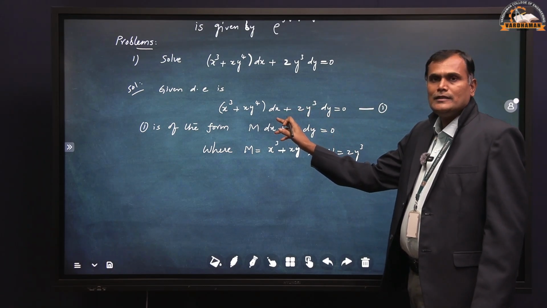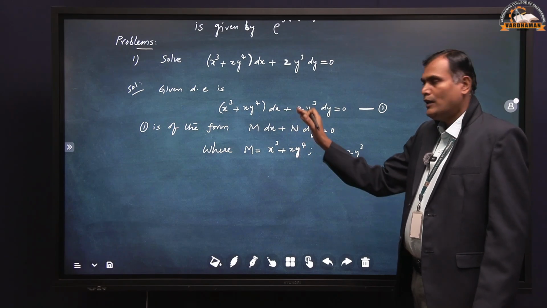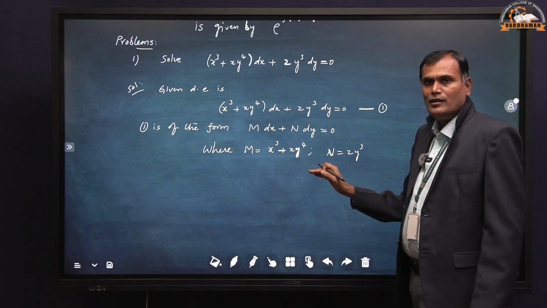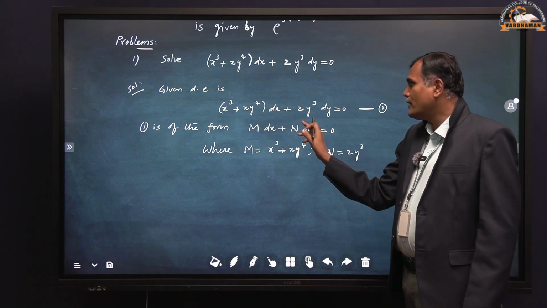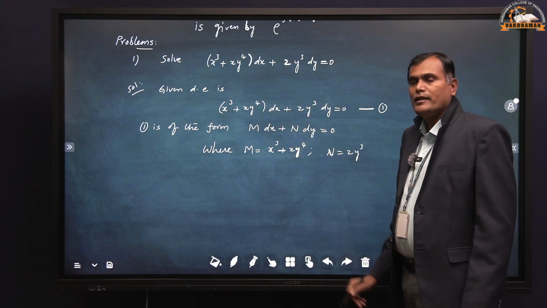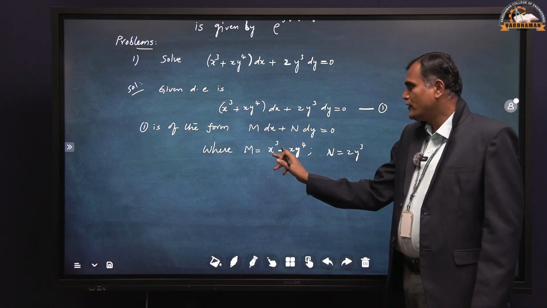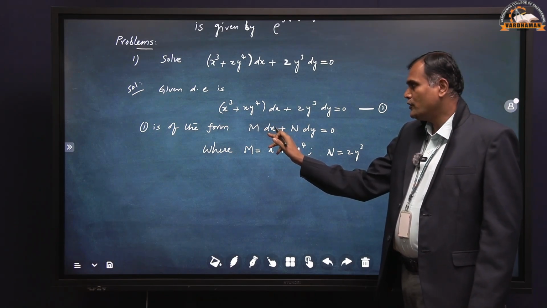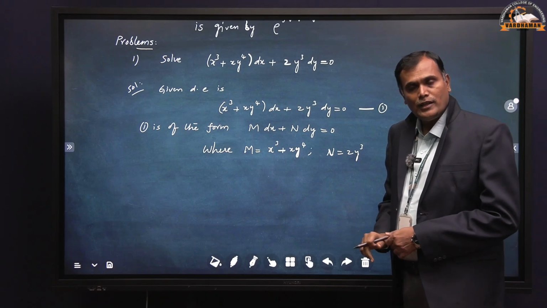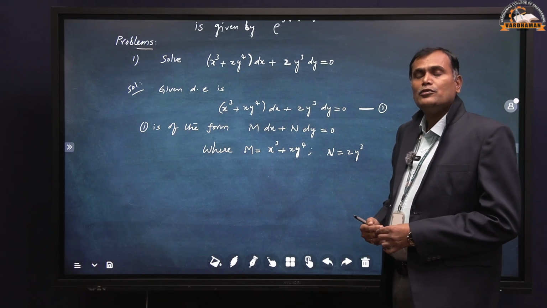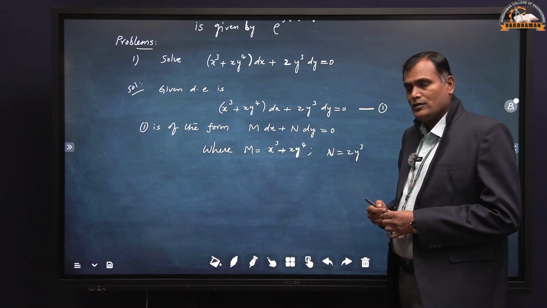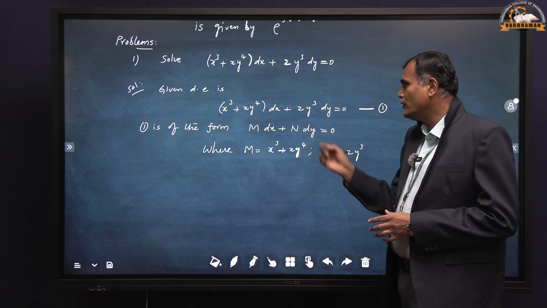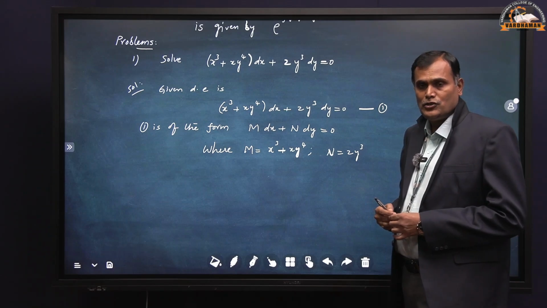Now we check whether this differential equation is exact or not. If it is exact, we use the method to find the solution of an exact differential equation. Now we will check the condition for exactness. If it is not an exact differential equation, we will try to find one of the integrating factors using one of the methods. Then using that integrating factor, we can find the solution of this differential equation.